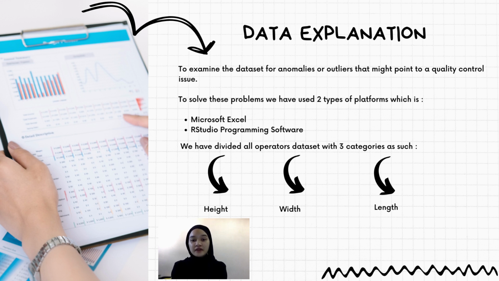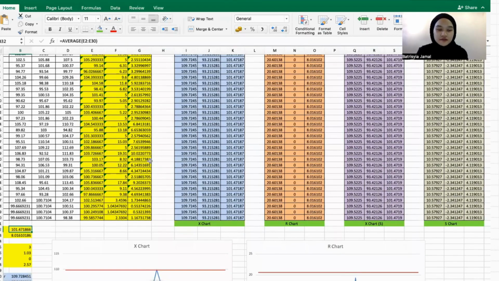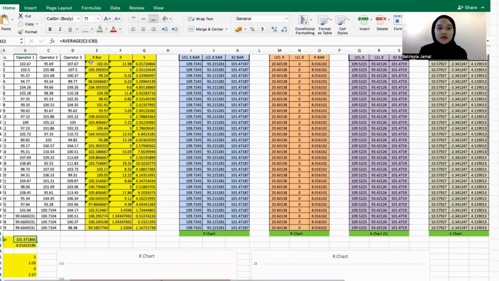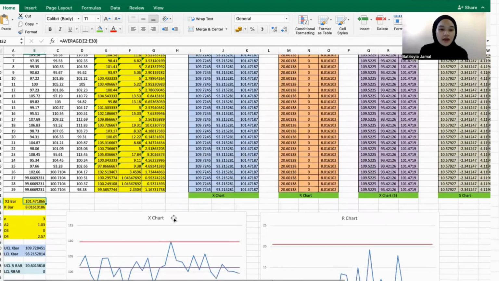Firstly, we have divided all operators' data sets into three categories, which are height, width, and length. There are four types of control charts that we have obtained from the syllabus that we have learned. Firstly, we have the X bar chart, R chart, X bar chart from S, and lastly the S chart. In Microsoft Excel, as we can see over here, we have calculated the X bar, R, and S values using the formulas that we have learned in chapter 15.